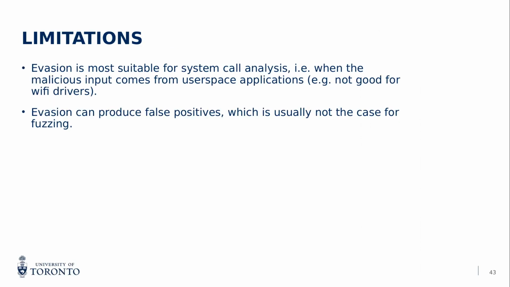Let me now go through some of the limitations of our framework. First, it is currently most suitable for system call analysis when the malicious input comes from user space applications. And, for example, it would be hard to use it for Wi-Fi drivers. Second, evasion can produce false positives, which is usually not the case for fuzzing. However, in our experiments, the false positive rate was quite low.